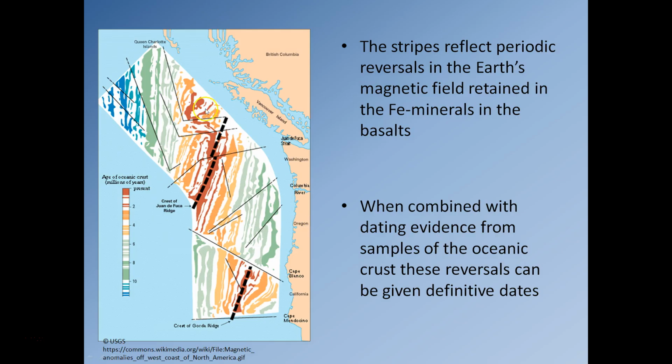And we can see this here. So this is off the west coast. So this is the Juan de Fuca ridge. So here we have British Columbia up here, Washington State here, Oregon here, Northern California down here.